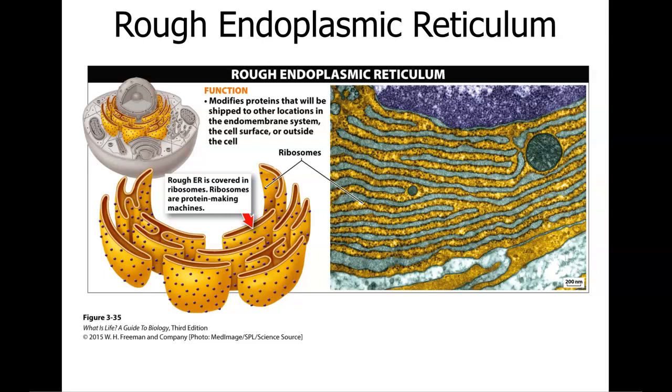So looking here at the rough ER, that's what you can break it down to if you don't want to put endoplasmic reticulum. Their function is to modify proteins that will be shipped to other locations in the endomembranous system and the cell surface or the outside of the cell. So it's usually attached to or around the nucleus of the cell. It's going to have these dotted structures, which give it its name, rough, because it looks rough. And those are simply going to be ribosomes that are attached to it. So the ribosomes will create the proteins, and then they get modified by that endoplasmic reticulum.